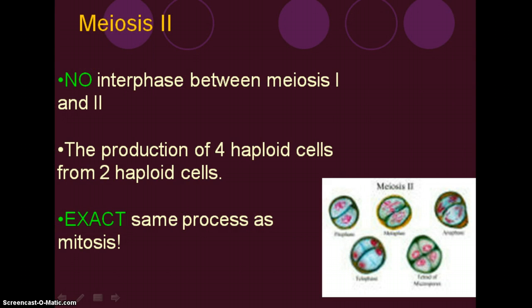Now, meiosis 2, if you go back in your notes packet, you can fill in how that occurs. There's no interphase between meiosis 1 and 2. So there's no extra growing, there's no synthesis of DNA, none of those things happen. So what's going to happen now is we're going to produce 4 haploid cells from those 2 haploid cells that we just had. And basically, it's the exact same process as mitosis.